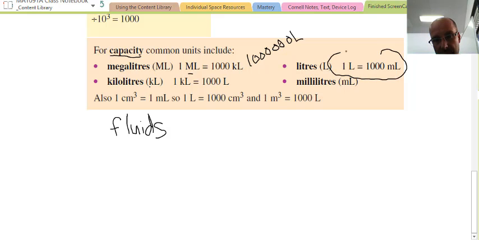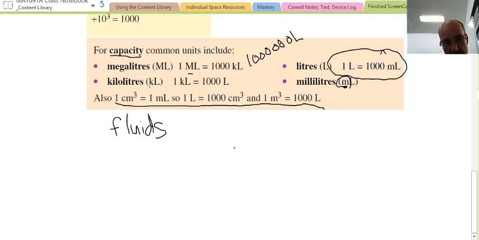Litre, as you probably know from your previous studies, is 1,000 milliliters, and milliliter is 1,000th of a litre. Notice how it's got a small m there. So we need to remember these conversions here that I just mentioned. In fact, all of those 4 points in the conversions I just underlined are important.